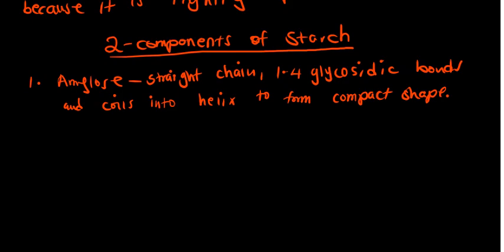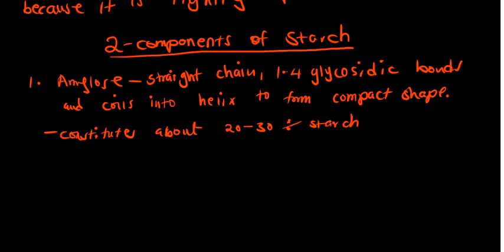So it constitutes about 20 to 30% of starch. So that is amylose, 20 to 30%. So now let's look at the second component of starch.